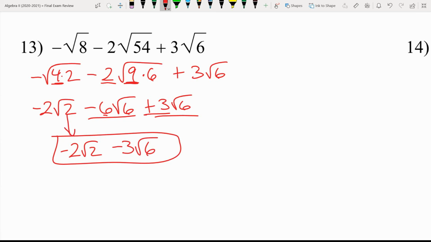And the minus 2 square root of 2, I can't do anything with it. Again, not a like term, so you just leave it. We're not multiplying, so we can't put these together in any other way, just adding and subtracting.